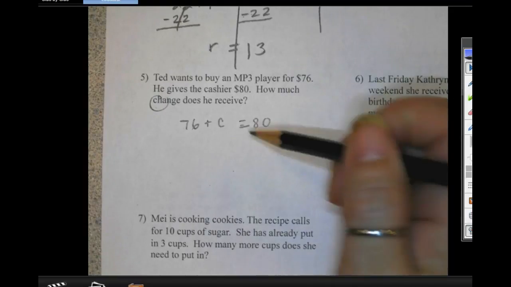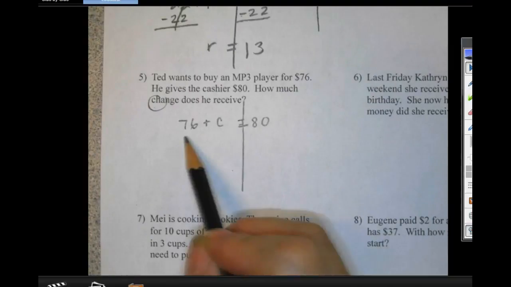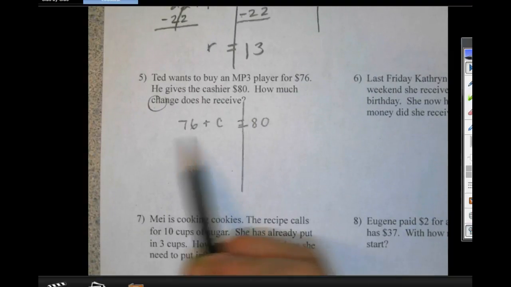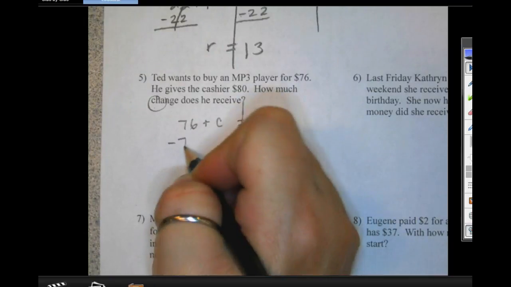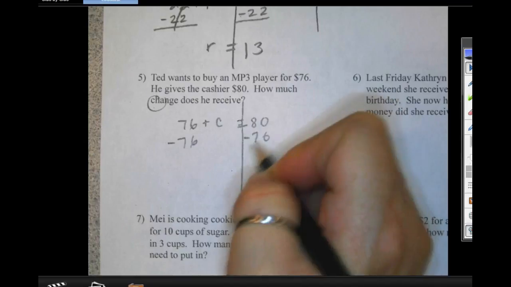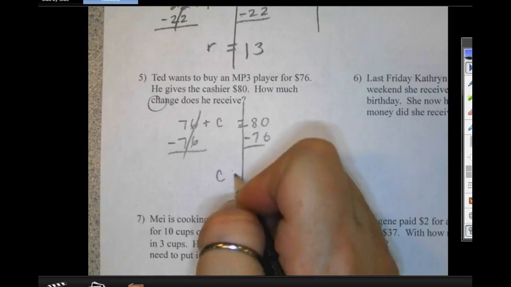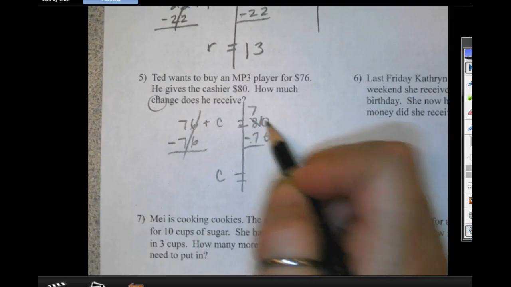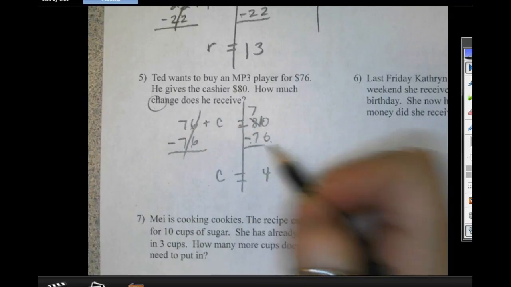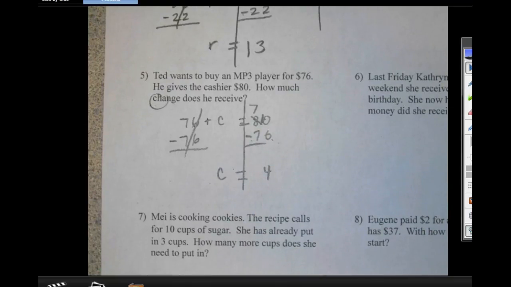Okay, so let's look. I'm going to do my scale here. So in order to have C all by itself, what do I have to do to the 76? I have to subtract it from both sides, right? This becomes 0. I bring down my C. What is 80 minus 76? So I have to borrow here. 10 minus 6 is 4. And that's a 0. So C is equal to 4. So the change he got back was $4. Okay. Right. So we've solved a couple.